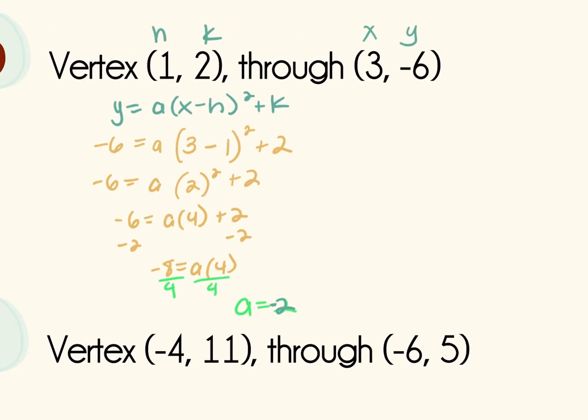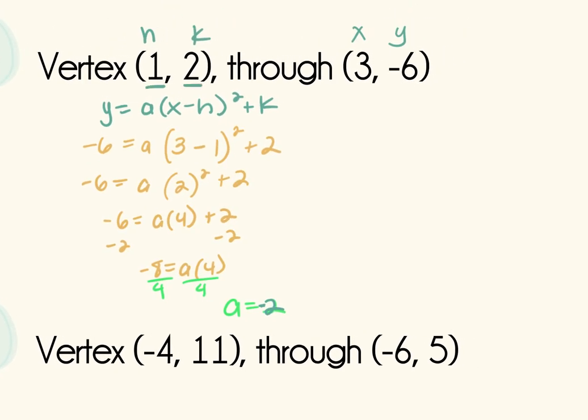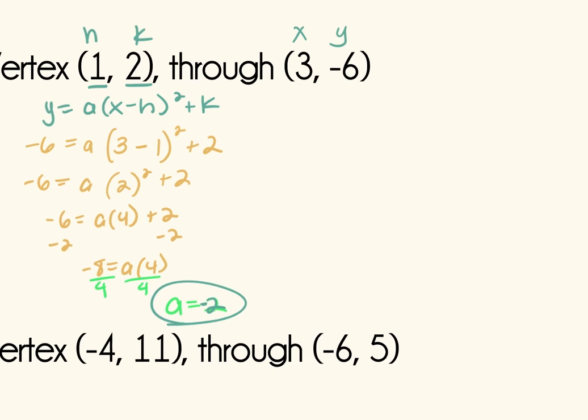And then you plug back in the h, the k, and the a. So y stays as y. The a is negative 2. The x stays as x. Minus the h, which is 1, squared, plus the k, which is 2.